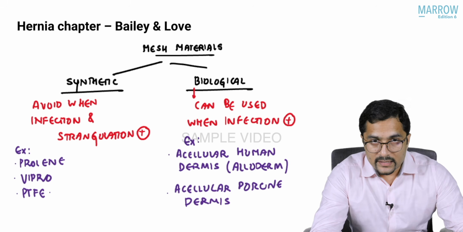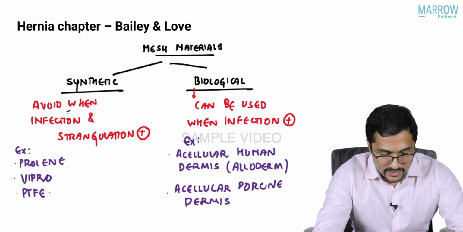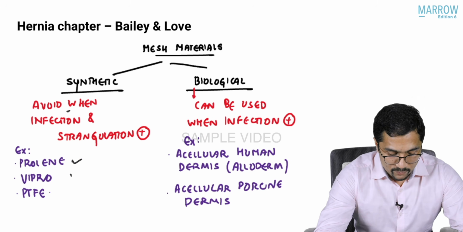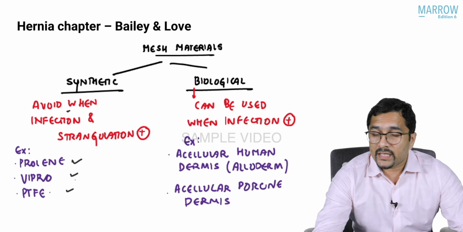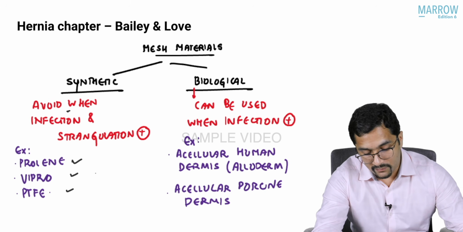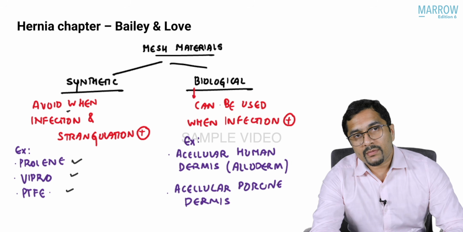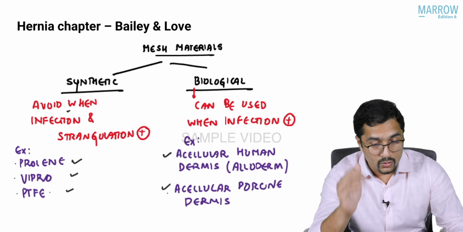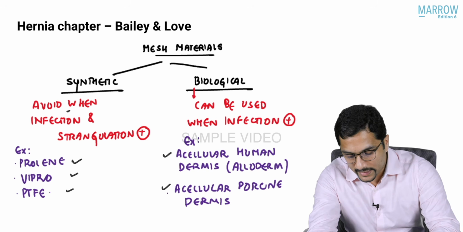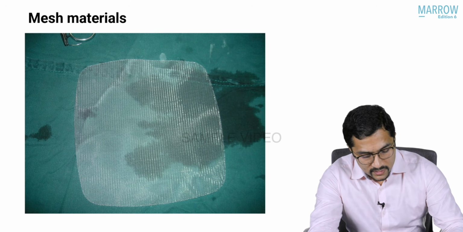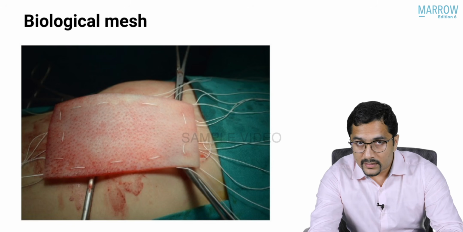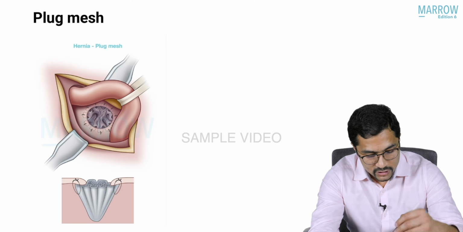So mesh materials can be synthetic or biological. Synthetic are avoided when there's infection or strangulation. For example, Prolene, Vypro and PTFE, these mesh materials are avoided when there is infection. Biological mesh materials can be used when there is infection, and examples are acellular human dermis, that is AlloDerm, and acellular porcine dermis. So this you can see is a simple Prolene mesh which is used quite frequently. This is AlloDerm, which is a biological mesh.